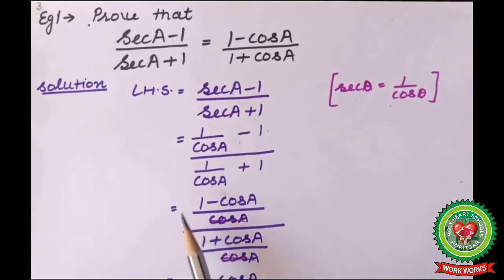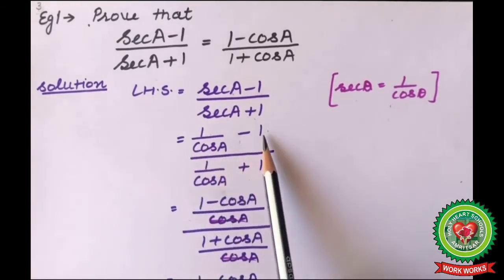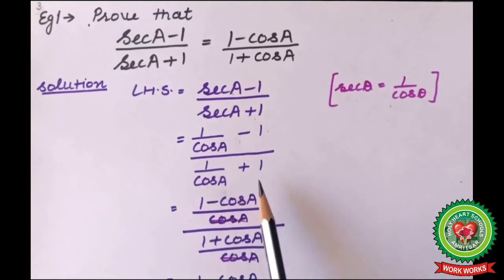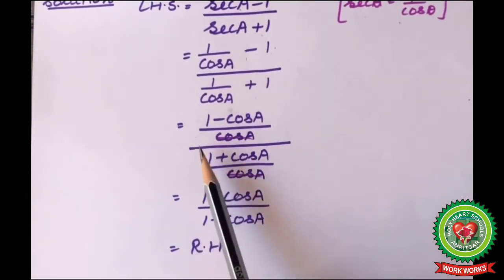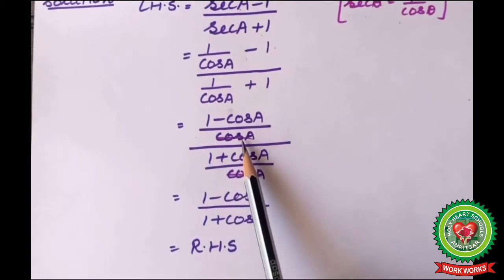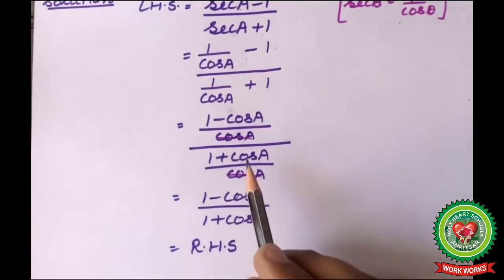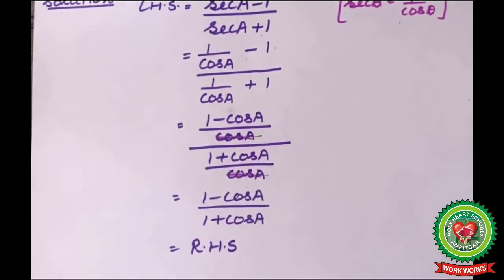So now instead of secant A, we are going to write 1 upon cos A. So on substituting, we get 1 upon cos A minus 1 upon 1 upon cos A plus 1. Now we are going to take LCM in the numerator also and in the denominator also. So on taking LCM, we get 1 minus cos A upon cos A upon 1 plus cos A upon cos A. Now cos A and cos A in the numerator and denominator will get cancelled out. So after cancelling out, we get 1 minus cos A upon 1 plus cos A, which is equal to RHS. So in this way, we are going to prove the trigonometrical identities.